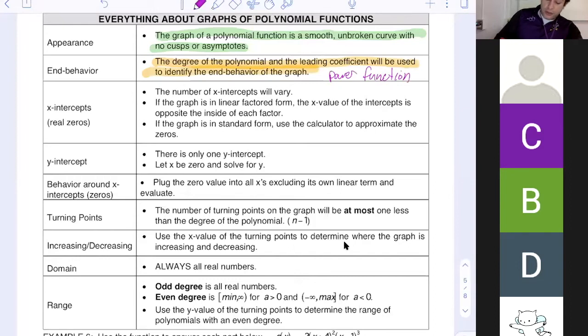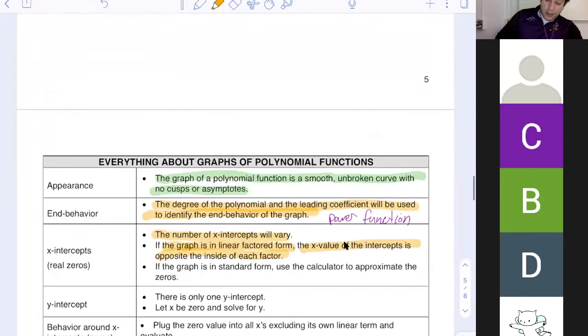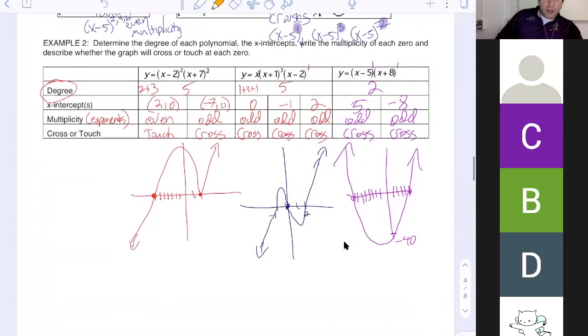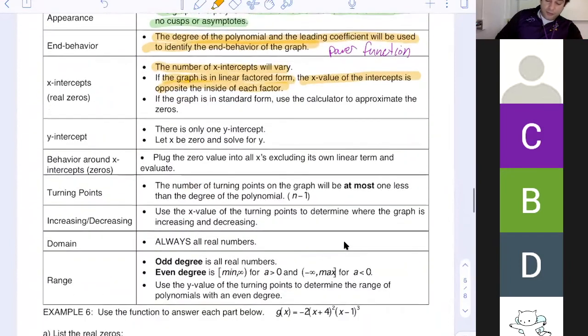X-intercepts, the real zeros. There are also imaginary zeros. The number of x-intercepts will vary. If the graph is in linear factored form, the x-intercept is the opposite of the inside factor, right? That's what we did up here. That's why it was -2, it was +2, and it was +7, it was -7.